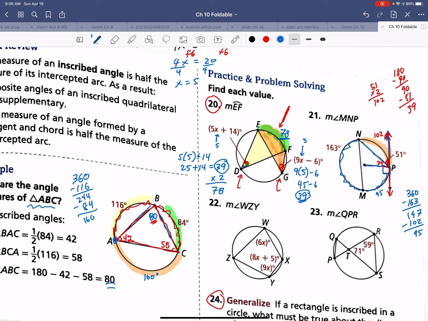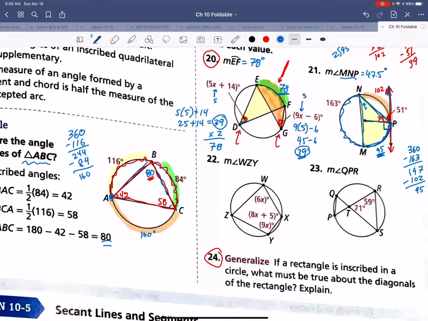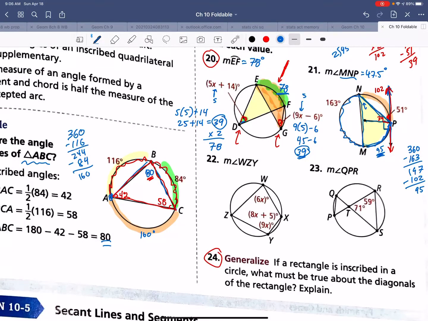What is the measure of angle MNP? MNP. So this snow is 95, and the tip of the cone is half the snow. So I've got to divide 95 in half. So 95 divided by 2 is, so this angle would be 47 and a half. 47 and a half. So this arc length was 78, just to keep track of everything.